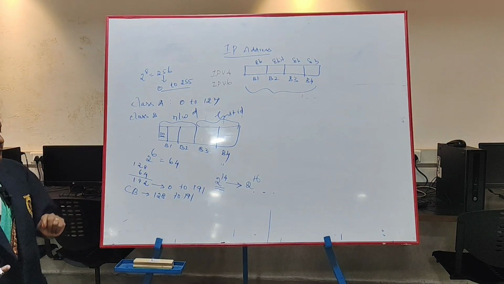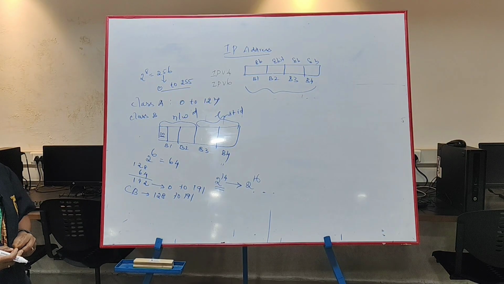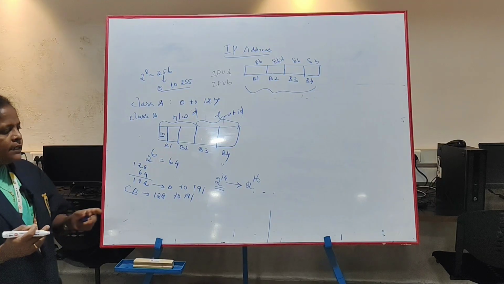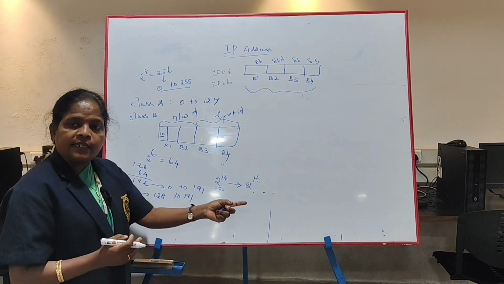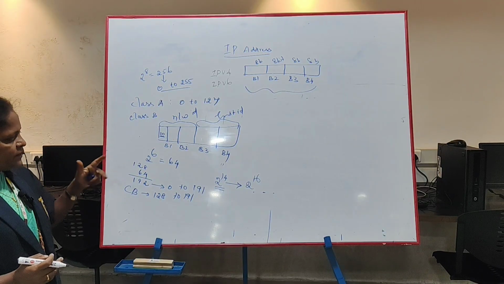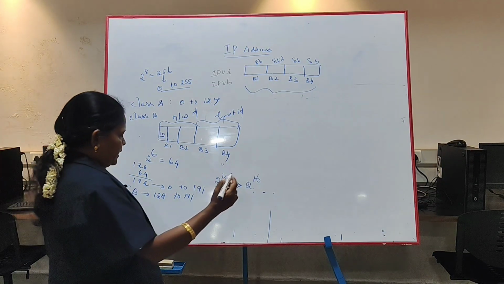So this is class B, right? Suppose we have an equal number of networks. For each network the range of hosts is 2 to the power 16. We go for this kind of class, right? This is class B.